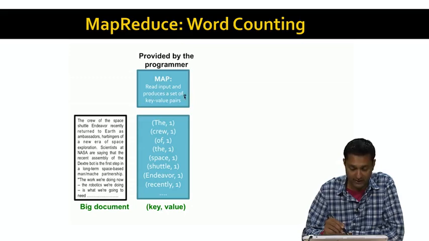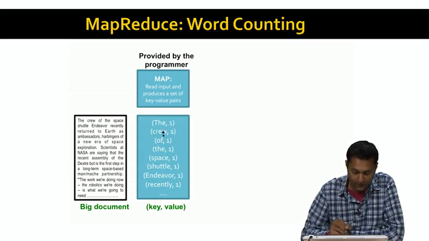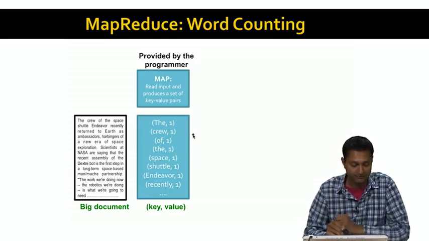and the key value pairs in this case are going to be the key. Each word is going to be a key, and the value is going to be the number 1, right? So, for example, the word the and 1, crew and 1, and so on, and the word the appears again, and so there's another the 1 here, and so on. So these are the intermediate key value pairs that are produced by the map function.